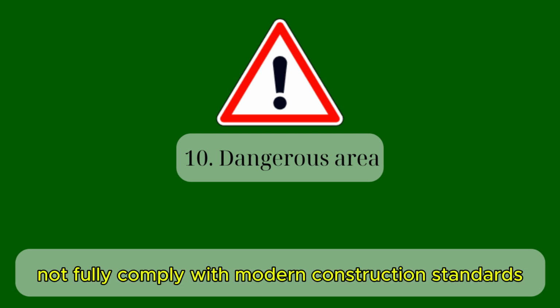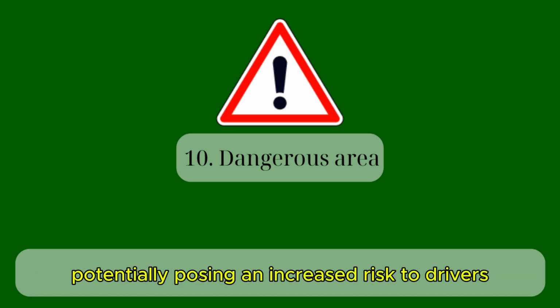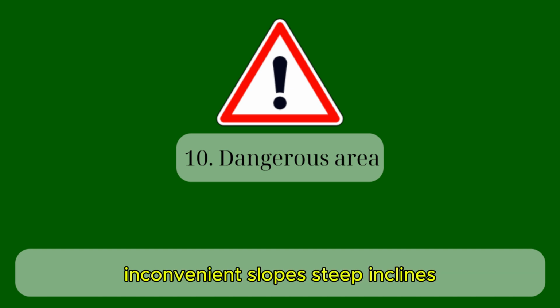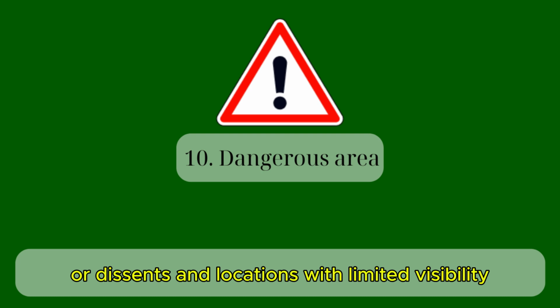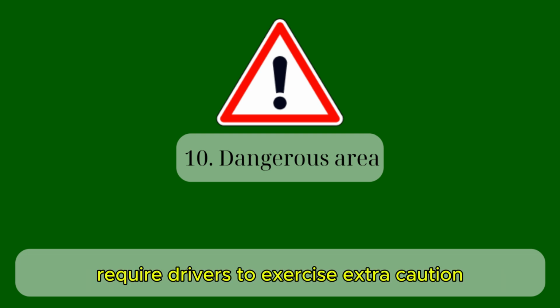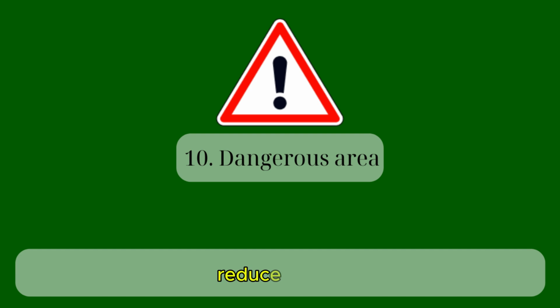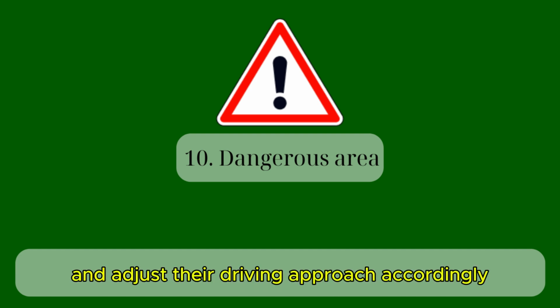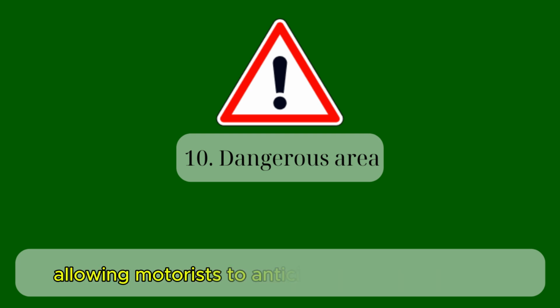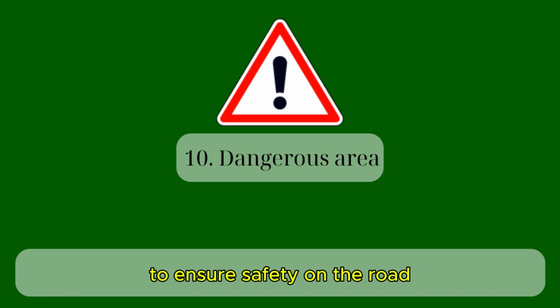This road sign is placed before a section of the road where the geometry of the roadway does not fully comply with modern construction standards, potentially posing an increased risk to drivers. Such areas may include sharp turns, inconvenient slopes, steep inclines or descents, and locations with limited visibility due to inadequate vertical and horizontal curve radii. These road sections require drivers to exercise extra caution, reduce speed, and adjust their driving approach accordingly. The presence of this sign serves as an early warning, allowing motorists to anticipate potential hazards and adapt their driving behavior to ensure safety on the road.